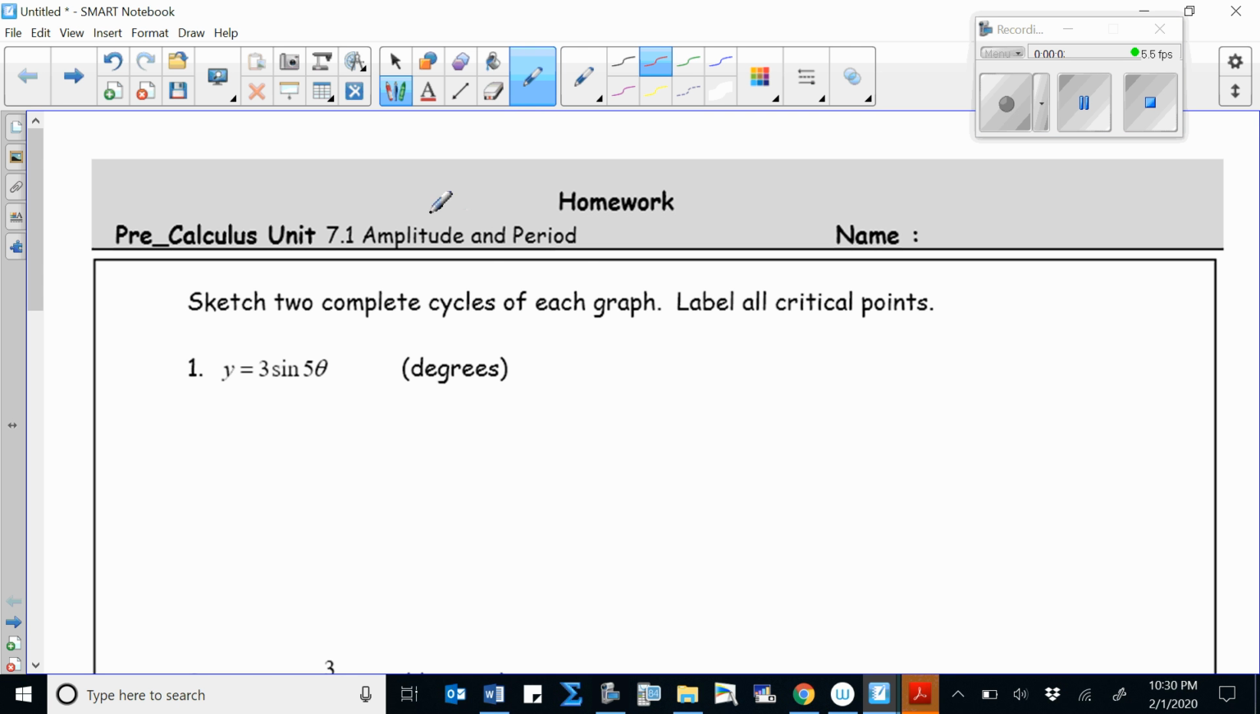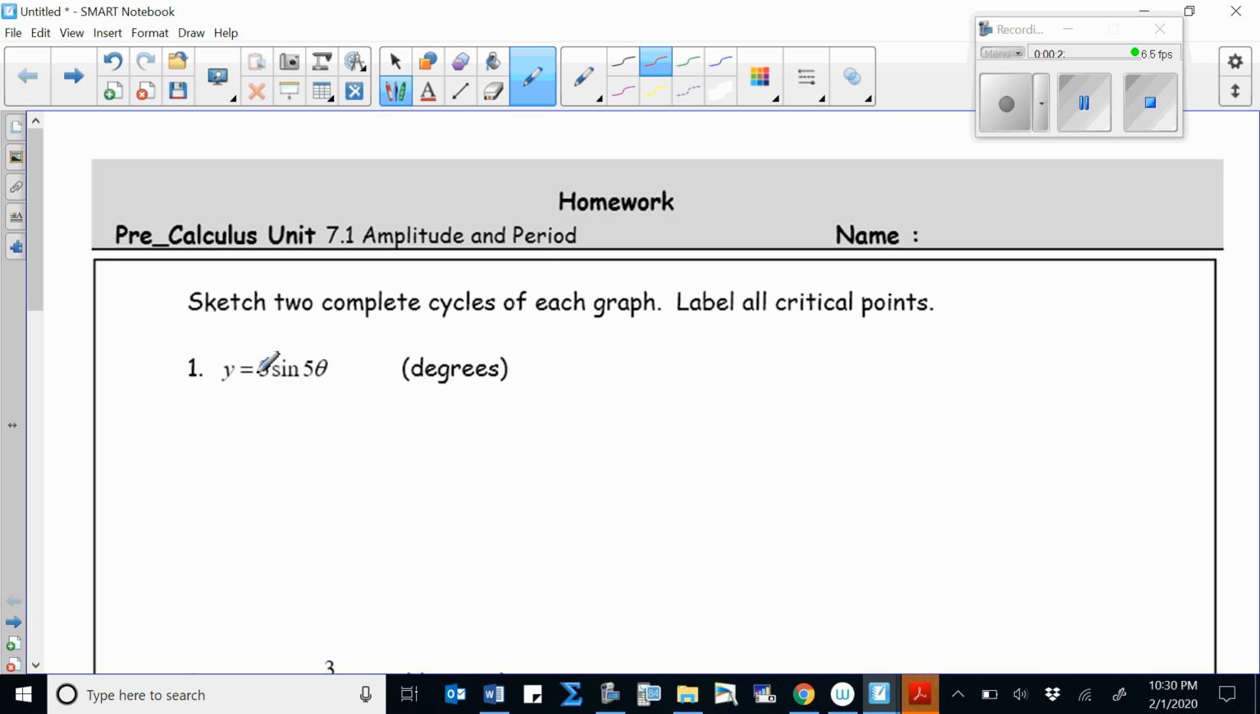Hi everyone. In this video, I'm going to show you how to solve some of the problems in your homework, how we can sketch two complete cycles of these functions. So let's start with this one. In this function, we have 3 times sine of 5 theta.